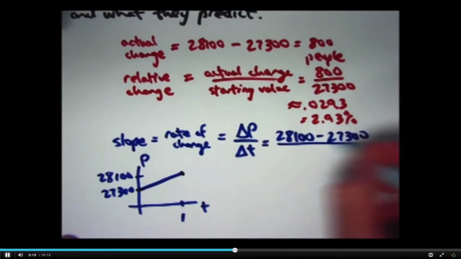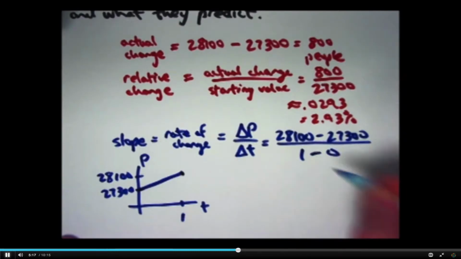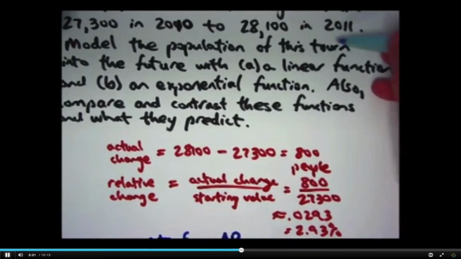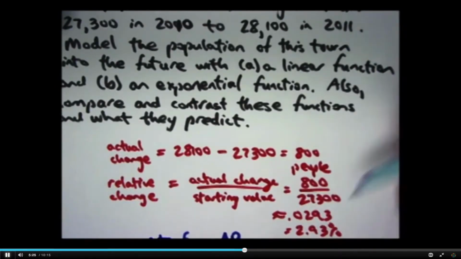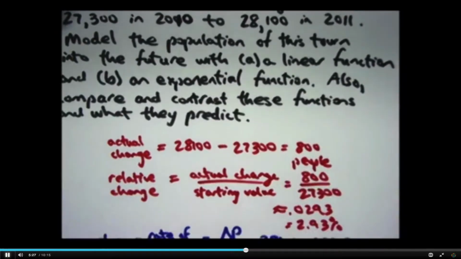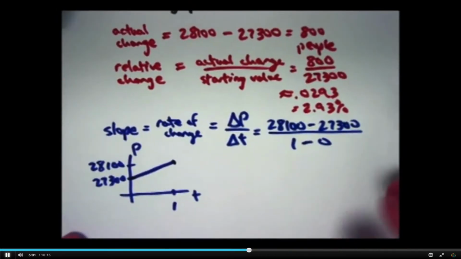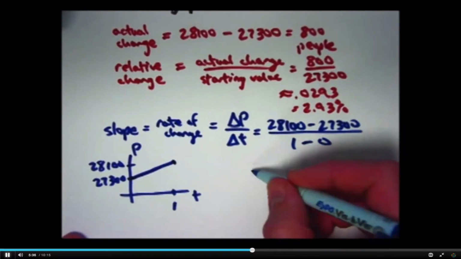I'll go ahead and write it as a difference again. Change in time is 1 minus 0. I picked 2011 as the next year just to keep it 1 year, but I could have picked something different, and if it was 2012, I'd want to go 2 minus 0. Time equals 0 is corresponding to 2010. Time equals 1 is corresponding to 2011. I could have also done 2011 minus 2010 here.